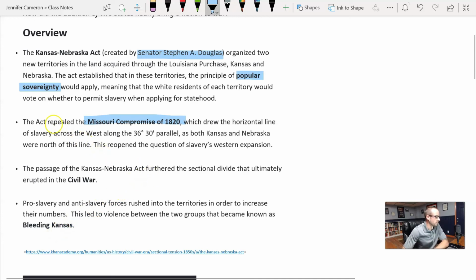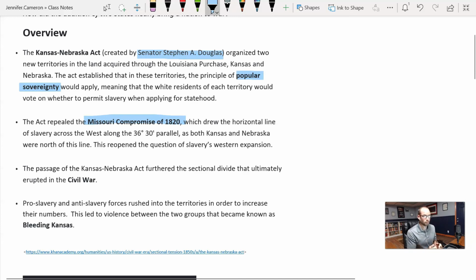So as I mentioned, the act is going to repeal the Missouri Compromise, and this has the possibility to open up slavery in the West. As with most of these events that we're talking about, the passage of the act is going to further divide the country along sectional lines. What that means is Northerners and Southerners who already are not getting along are going to get even more angry with one another, and it's going to further divide the country.